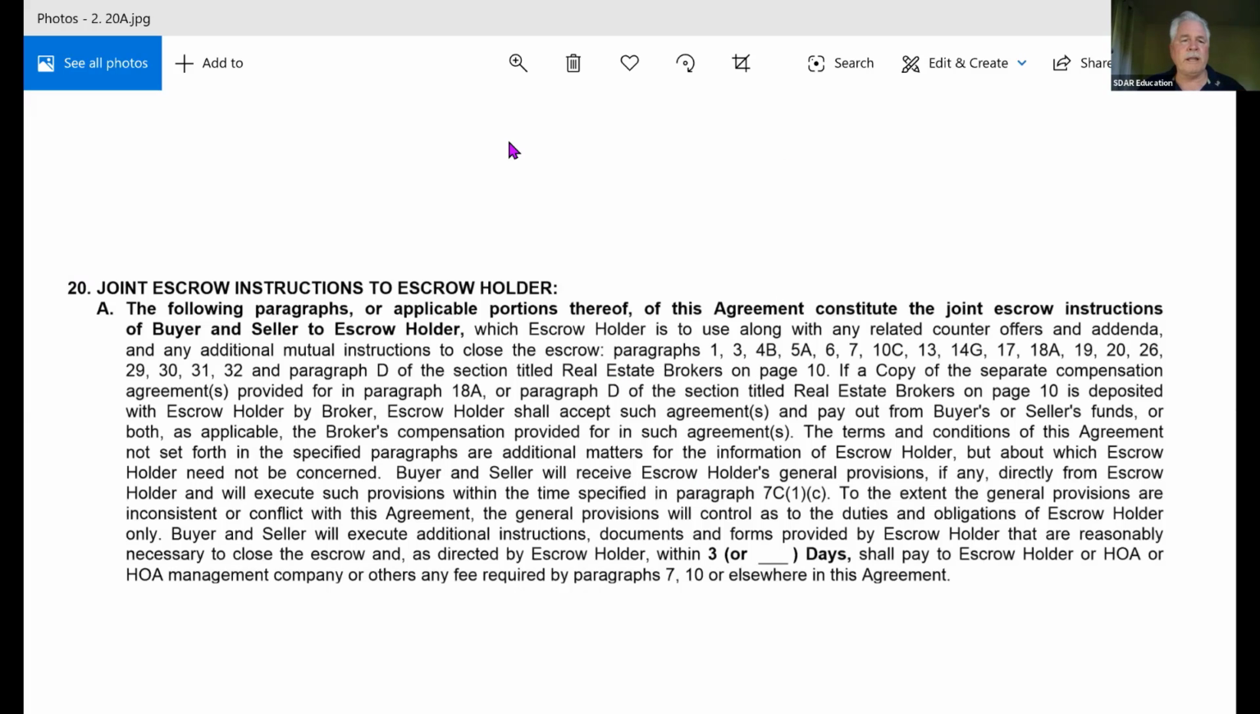Okay, joint escrow instructions. So this has to be one of my favorite things. So let me tell you a little bit of history. So back since I was brand new, and I tell you what, I'm going to bring in the one-page purchase offer for you so that you can see it.